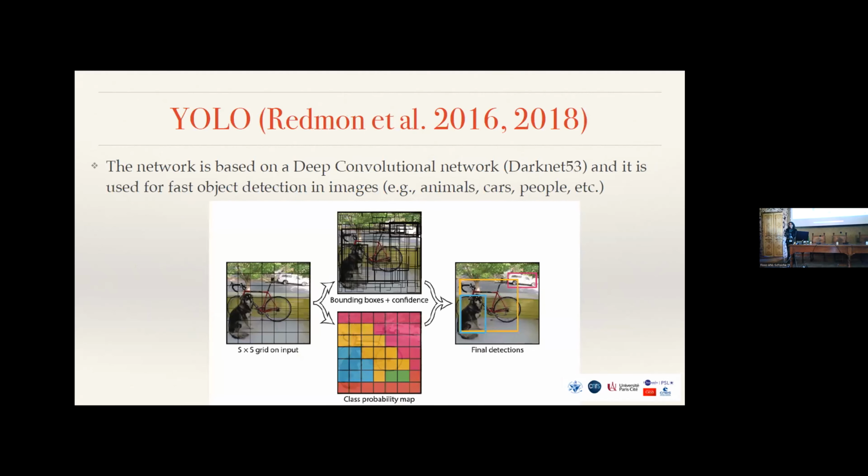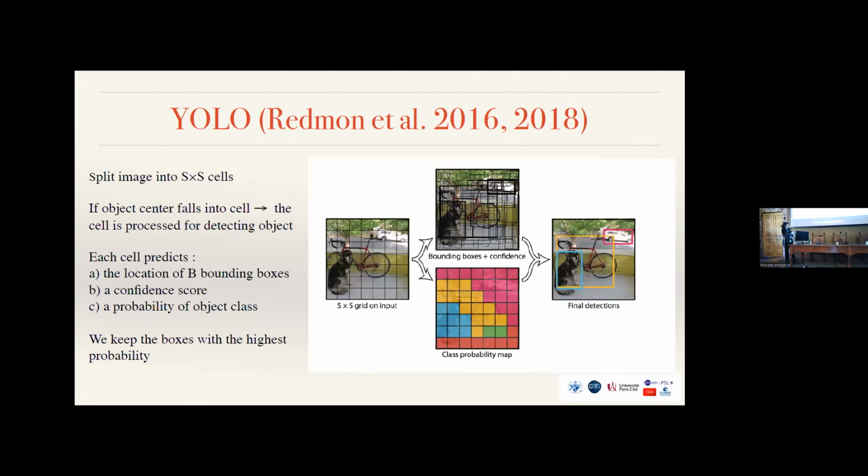So what does YOLO do? Usually YOLO is an algorithm that is applied in real life to recognize a dog from a bike, from a car. It's used for driverless car driving. And it's based on a deep convolutional network, Darknet-53, in the version that we're using, YOLOv3, and is used for fast object detection in images.